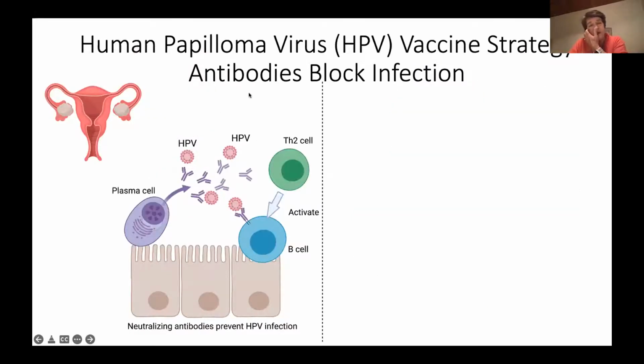Another virus that this strategy is used for is the human papillomavirus that causes cervical infection. This vaccine for HPV drives the induction of antibodies from B cells that block infection of this virus. And it's done a really great job where it's been used to prevent cervical cancer, and is now being used in men to prevent cancers of the mouth and oropharynx as well.